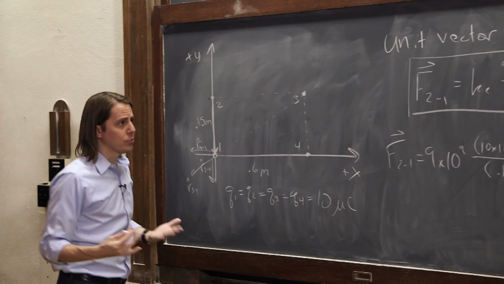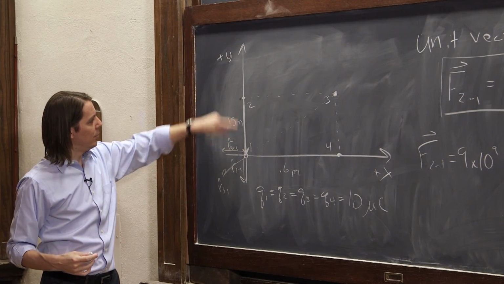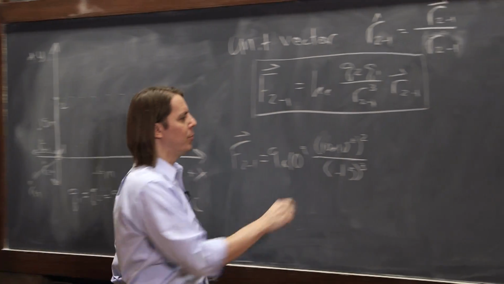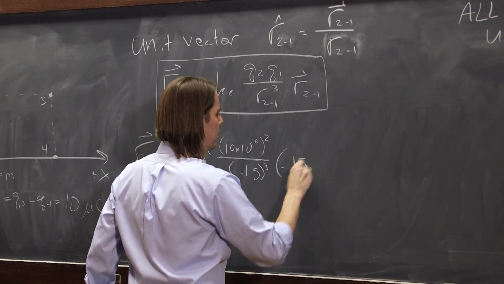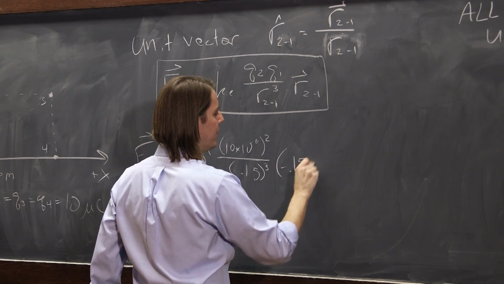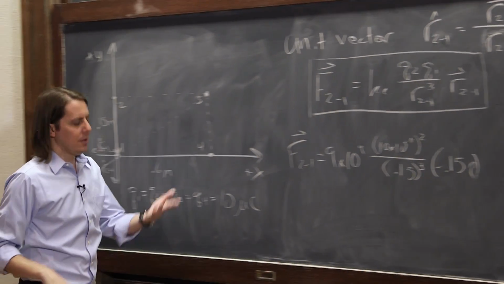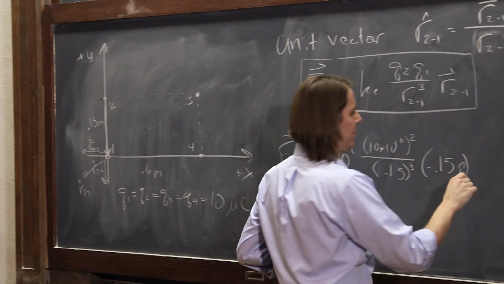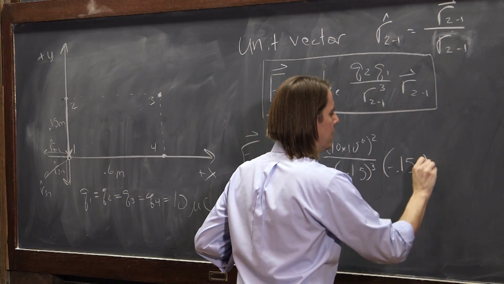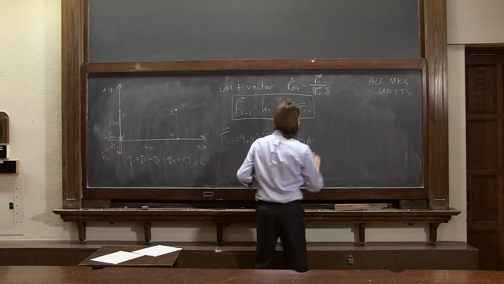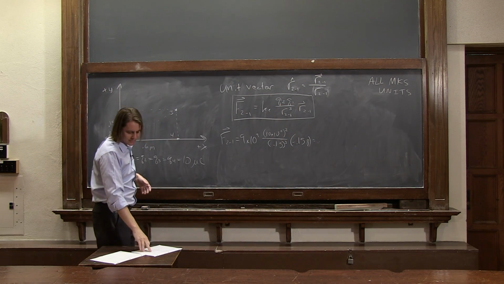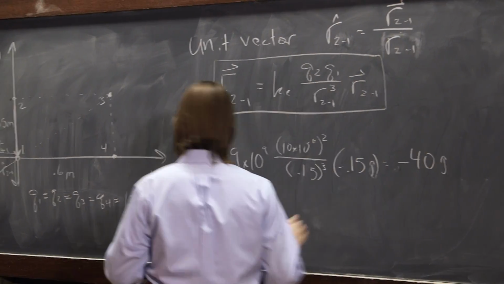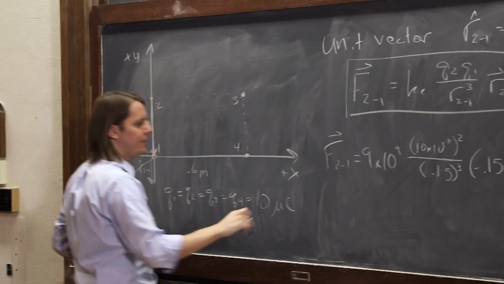cubed. And now we just write the vector r 2,1. Well, it's 0.15 and it's pointing down, so it's negative 0.15 in the j hat direction. If you multiply that out, you get minus 40 j hat. Sorry. And then we could also do F 4,1.